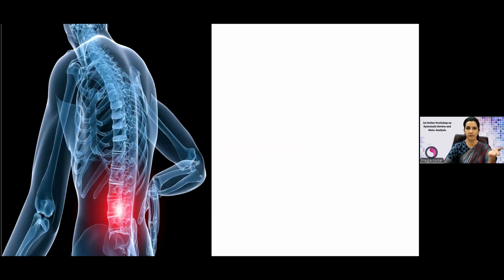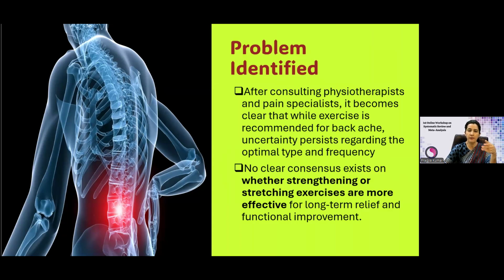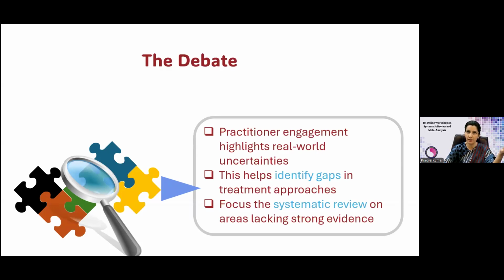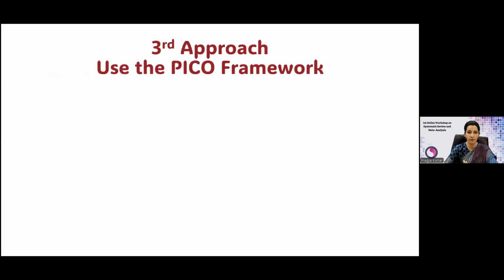I think one of the participants is also from physiotherapy. In physiotherapy, many people come with the problem of backache. Whether you should advise strengthening exercise or stretching exercise, if that is not clear and there is ambiguity, practitioners engaged in the real world find there is a problem with which type of exercise to prescribe. So now you can formulate a research question: in adults with chronic low back pain, which is the population, does strengthening exercise, which is my intervention, as compared to stretching, which is the standard method of exercise they prescribe, lead to greater improvement in pain reduction and functional mobility or not? So this is the review question.